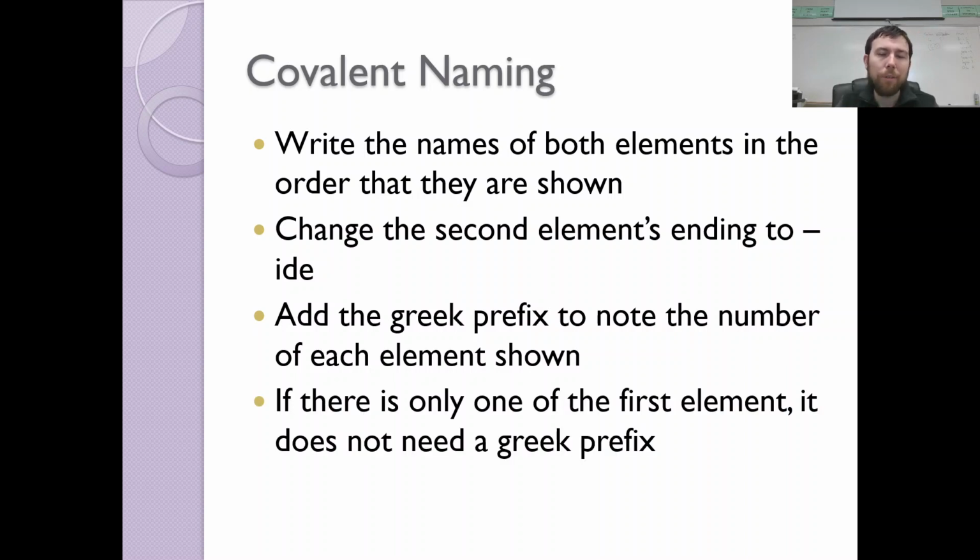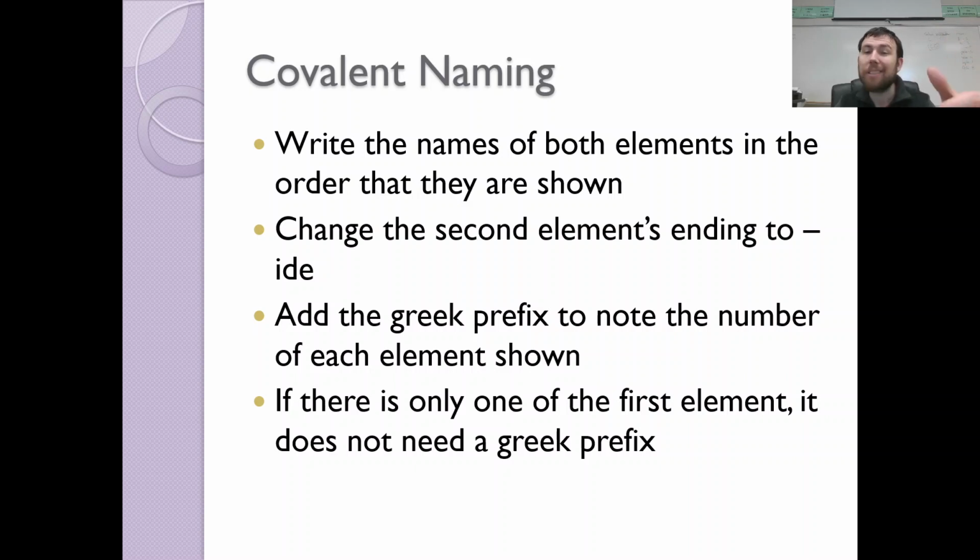And then step four. If there is only one of the first element, it doesn't need a Greek prefix. So if you wrote the name and you wrote the prefix with it and there was only one of it and it's the first element, you can simply take the Greek prefix off of the first element, only if there's only one of that element. These are the four rules that we have to keep in mind when we're naming covalent substances. Those are the four steps, listed right there.